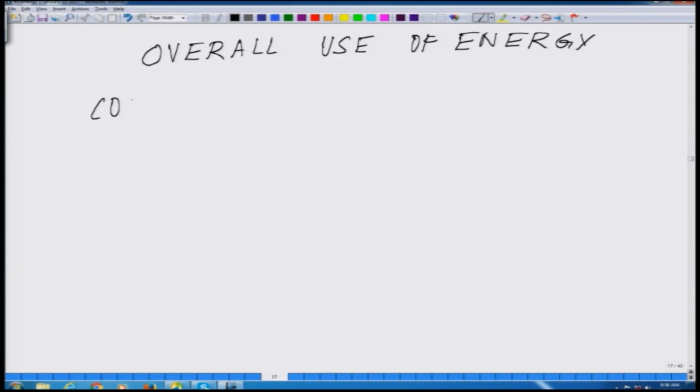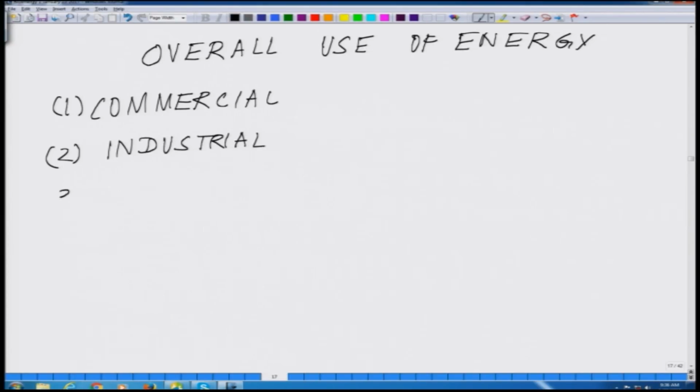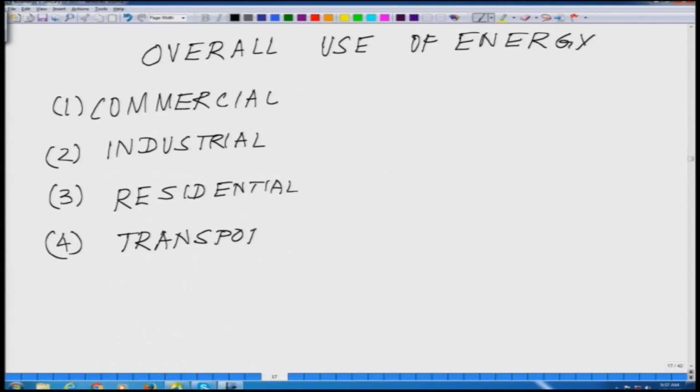But before we get into this, let us move on to the next slide where we will be talking about the overall use of energy. The overall use of energy is in 4 different areas. One is the commercial, which covers all sorts of aviation, transportation and those kinds of things. The second is the industrial, this is all the manufacturing industries. Then we have the residential requirements, and then fourthly we have exclusively different kinds of transportation. Okay.